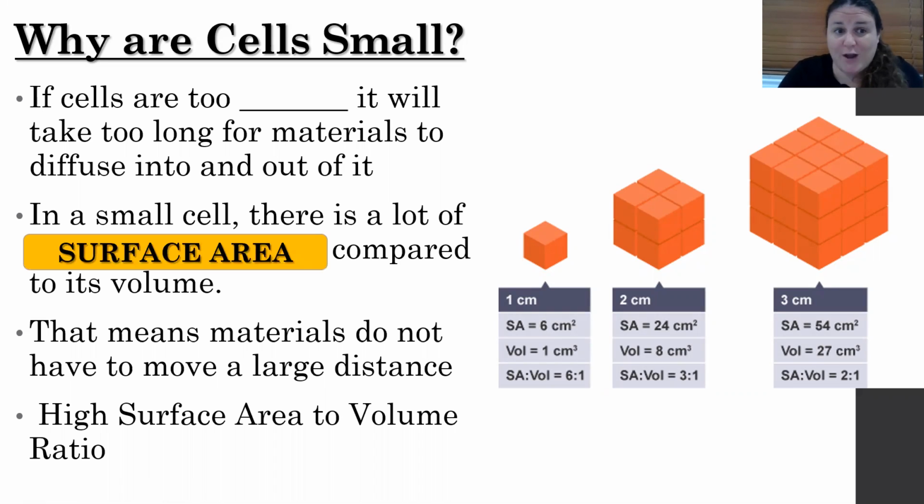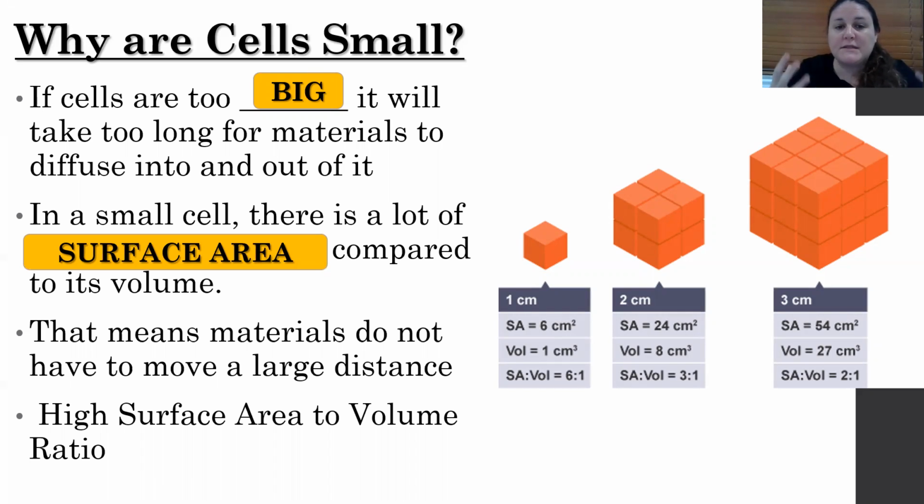Well, here we go. If cells are too big, it's going to take too long for materials to diffuse into or out of them. And so as a cell gets larger, they have a choice. They can either divide and be small again or die. And so they really need to be small. And it has to do with something called the surface area to volume ratio.